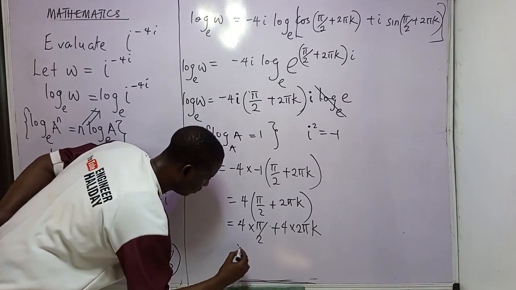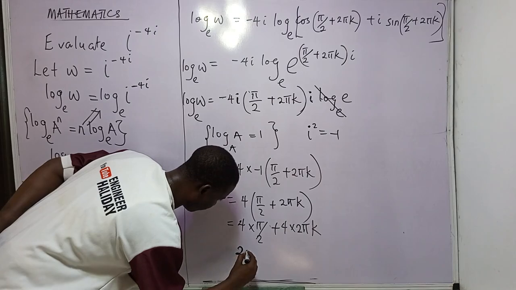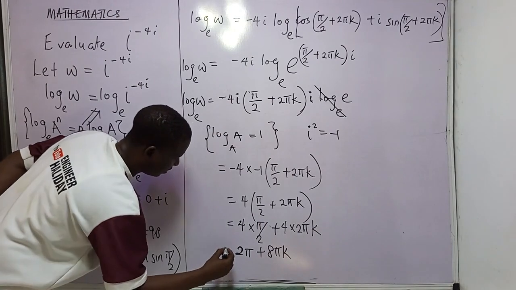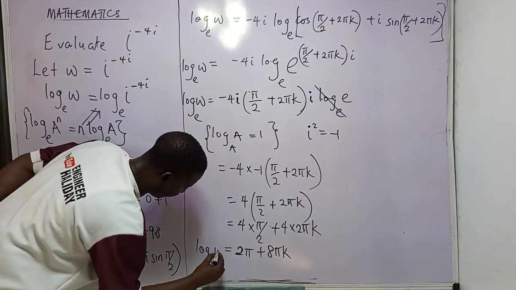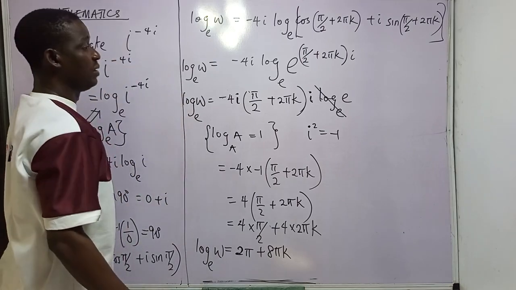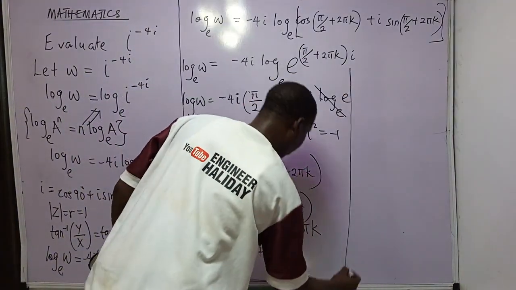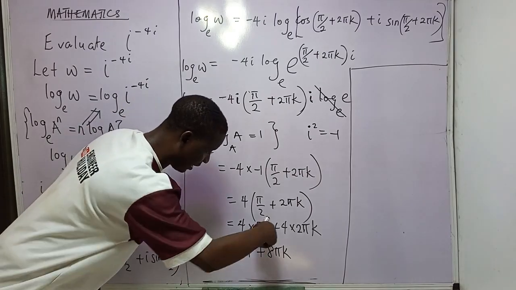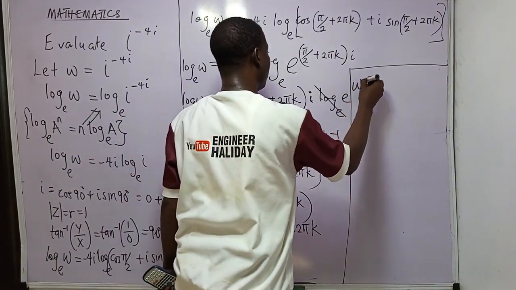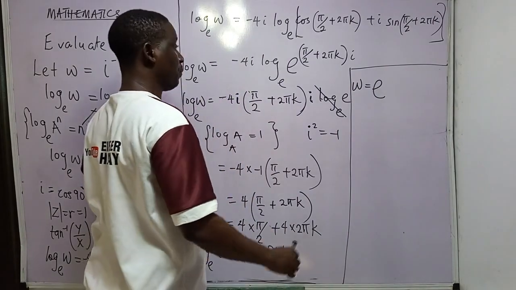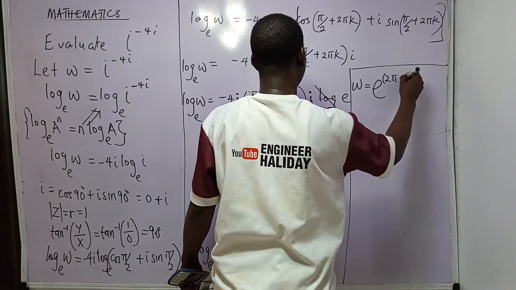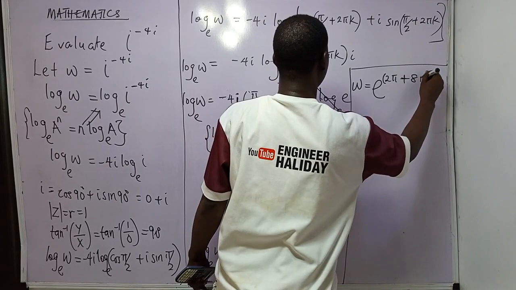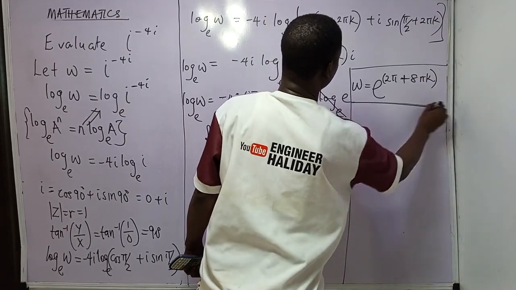So what do we have now? I'm going to have it as 2 pi plus 8 pi k equal to log to base e of W. So what do we do now to make our final answer out of that analysis? We take the e to the other side, so W equals e raised to the power of 2 pi plus 8 pi k. So this is your final answer.